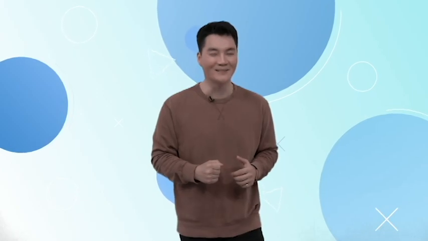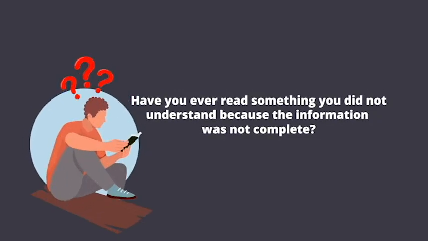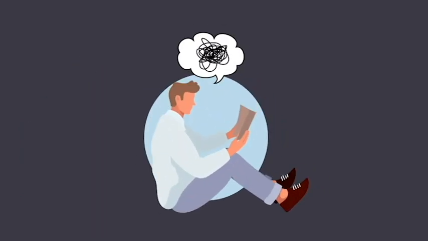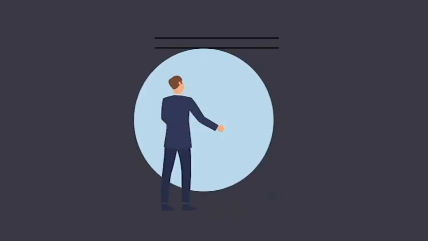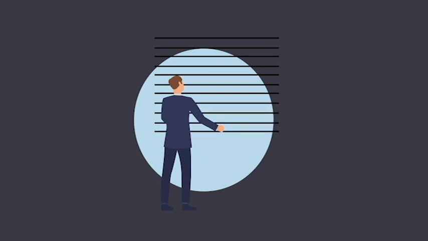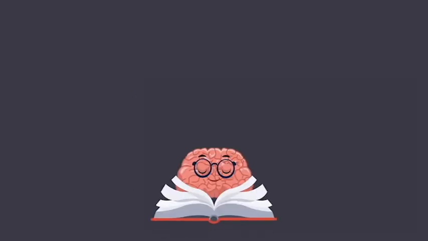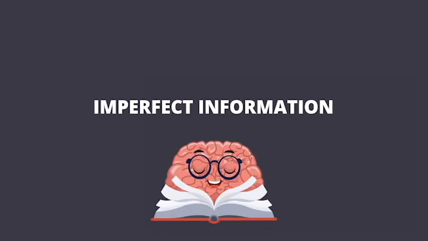Let's get started. Have you ever read something you did not understand because the information was not complete? Maybe it was confusing or not relevant to the topic. Were you confused because the data presented was incorrect? Or were you bored from reading an article because it went into too much detail? If you did, you must have read materials with imperfect information. This lesson explores how you can detect imperfect information.